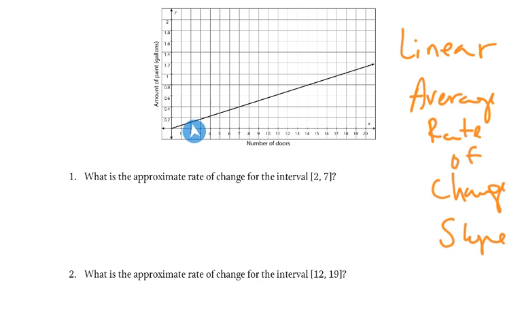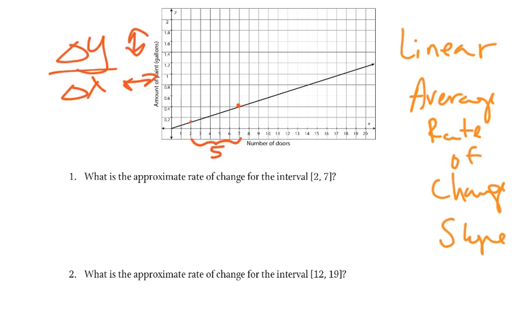So for an x value of 2, my point would be right here. For an x value of 7, my point is right here. Those are slightly off, because it's hard to get them just right sometimes. Slope or rate of change is the change in the y value over the change in the x, so the vertical change over the horizontal change. From 2 to 7, that horizontal change is going to be 5, so that goes on the bottom of my fraction.